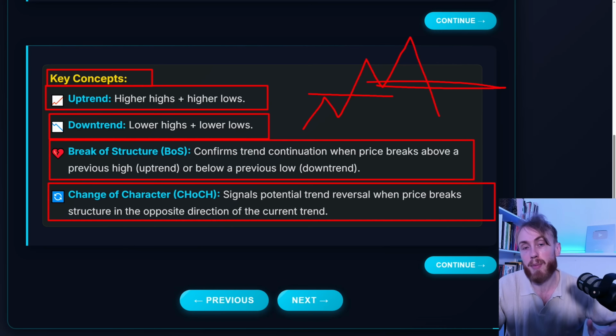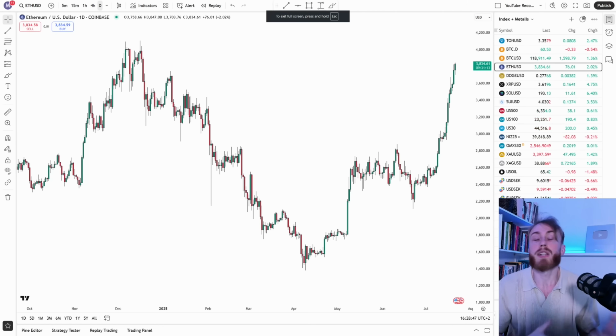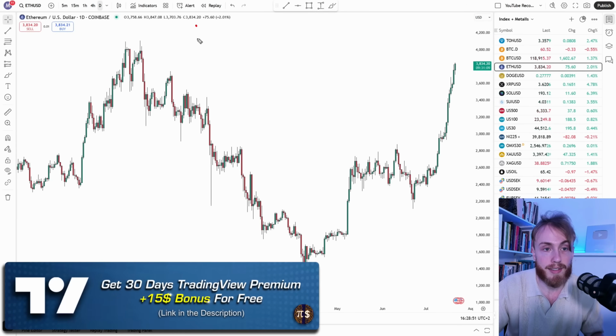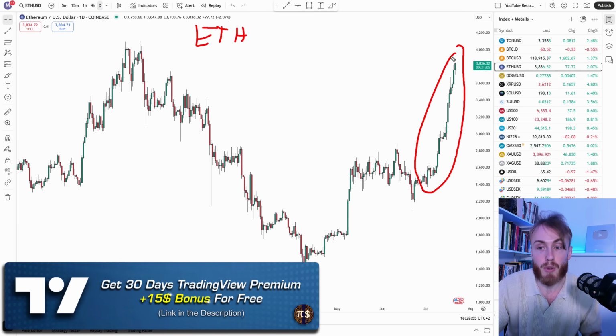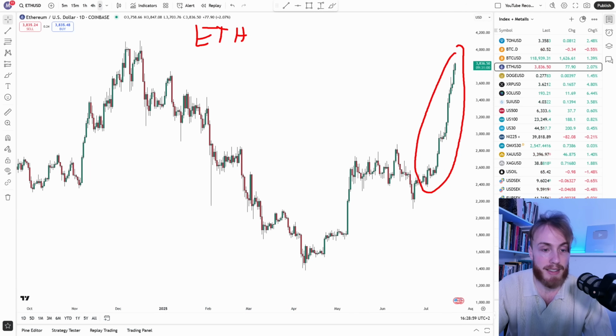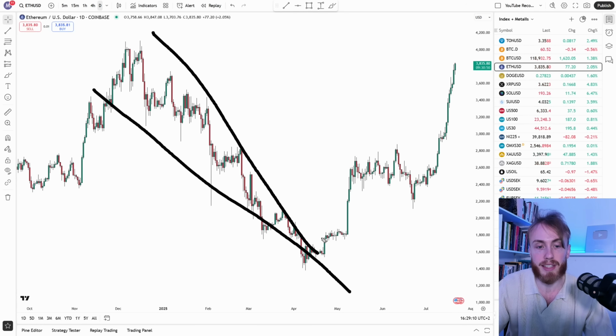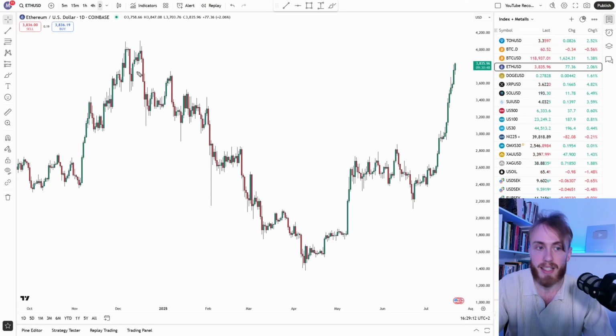So let me actually jump into TradingView and try to show you guys this really quickly. All right, so right here we are in TradingView and we are currently looking at Ethereum on a daily time frame. As you can see, as I'm recording this video, we have been seeing a massive rally in Ethereum lately, so that is very good to see. But now I actually want to focus on the break of structure and change of character. So first of all, let's actually take a look at this downtrend right here because it's such a clean downtrend.